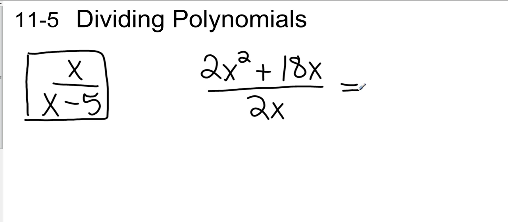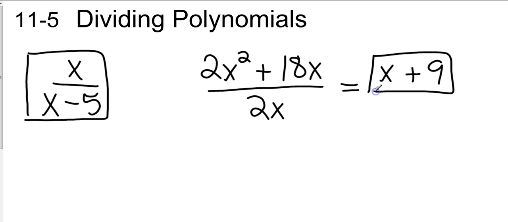2x squared divided by 2x. Well, let's divide the numbers. 2 divided by 2 is 1. In any fraction, I don't need to put a 1 up there. And then I have x squared divided by x, and that's just going to leave me an x on the top. Bring over my addition sign. Do the numbers again. 18 divided by 2 is 9. And then those x's would cancel each other. X divided by x would be 1. So this will just be x plus 9.